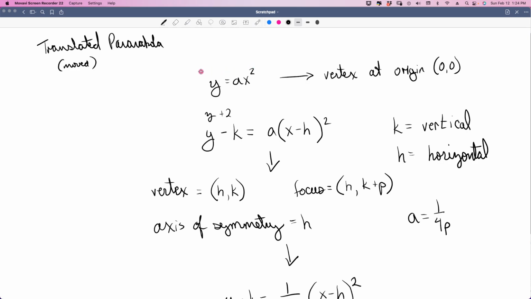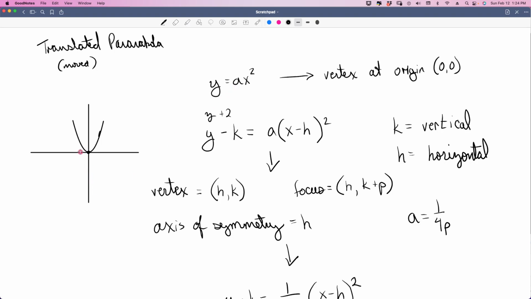This is the formula for a parabola where the vertex is at 0, 0. So on our Cartesian coordinate system, when the vertex is at 0, 0, this intersection here, right, here's our little parabola. When that parabola's vertex is right there on 0, 0, then this is the formula for it.